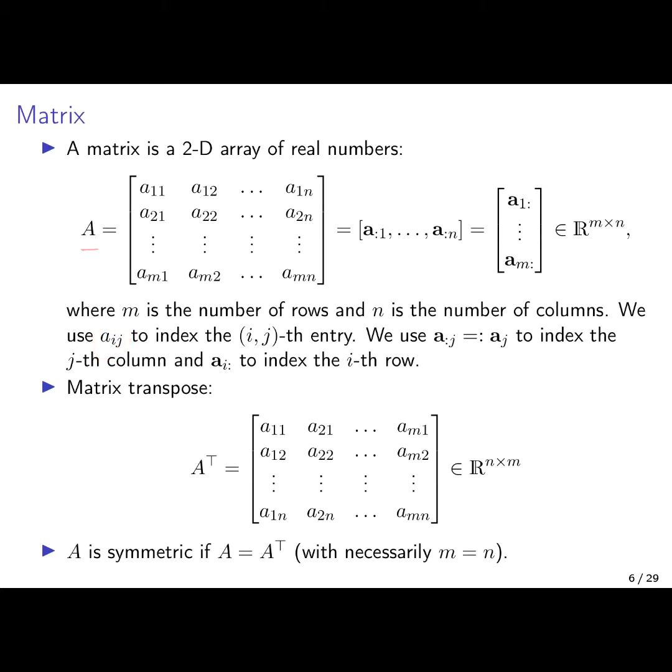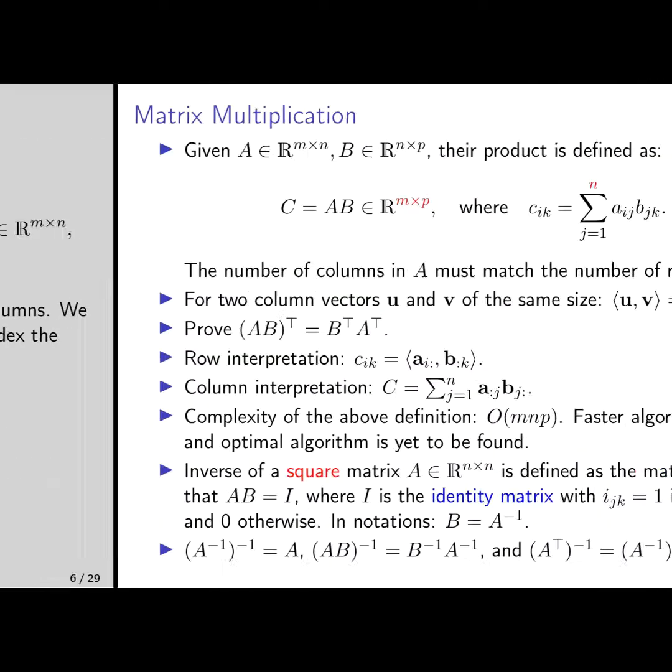And you can define the matrix transpose. So the matrix transpose, basically you take the first row and you put it in the first column. You take the second row, you put it in the second column. You take the last row and you put it in the last column. Okay, so in other words, you're going to flip dimension. And we say a matrix is symmetric if A equals A transpose, and this can happen only when m equals n. So you have the same number of rows and the same number of columns. Okay, all right. So that's matrix.